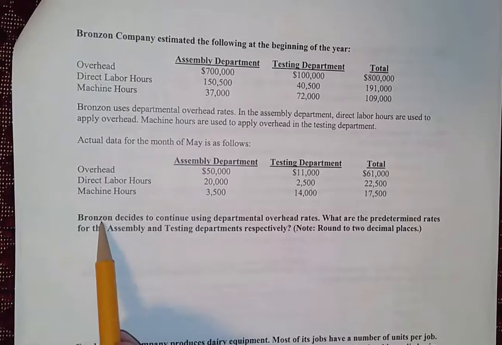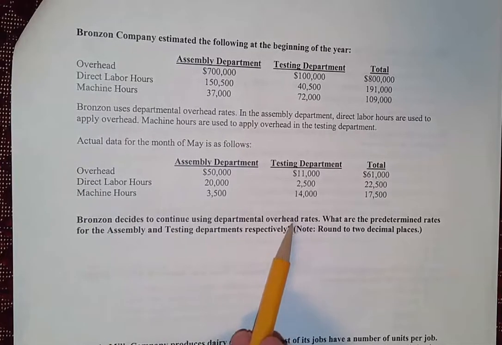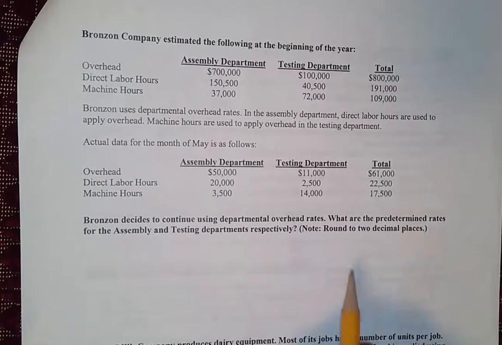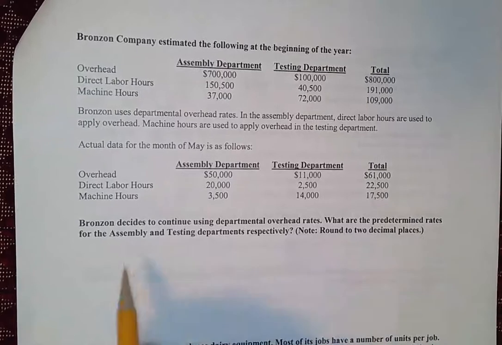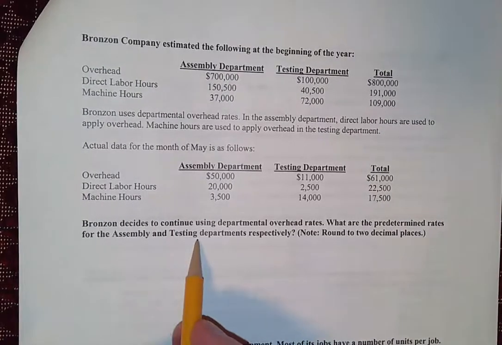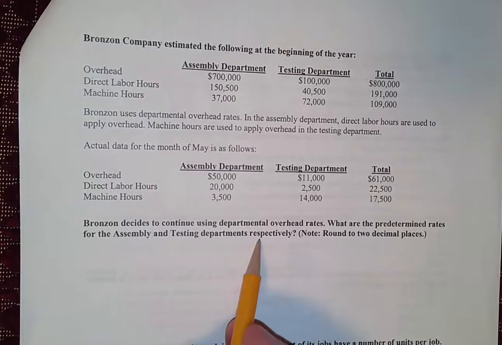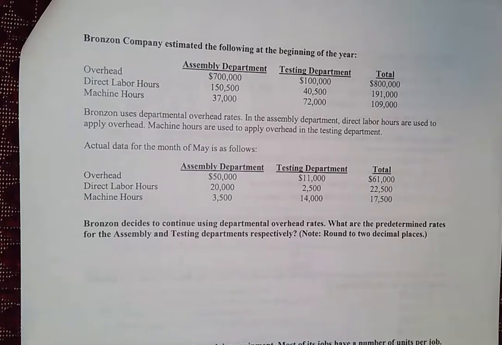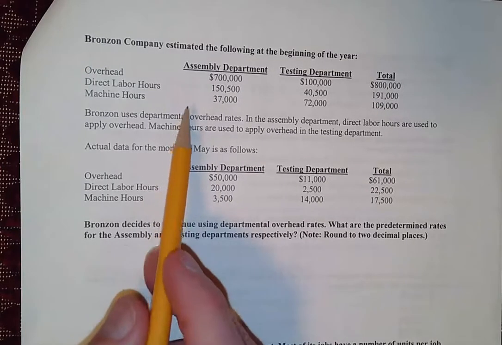So Bronson decides to continue using departmental overhead rates. So we're going to have probably more than one activity level cost driver. What are the predetermined rates for the assembly and testing departments respectively? So all they want to know is what the predetermined rates are. So if we go up here to the top, we've got some information.